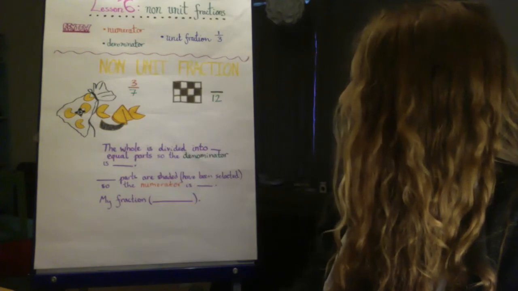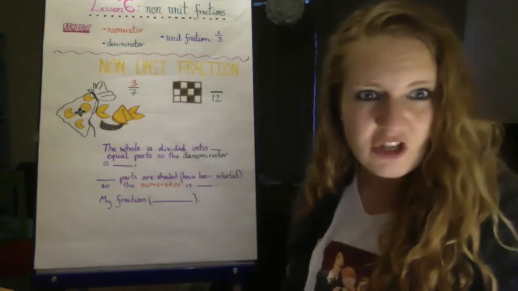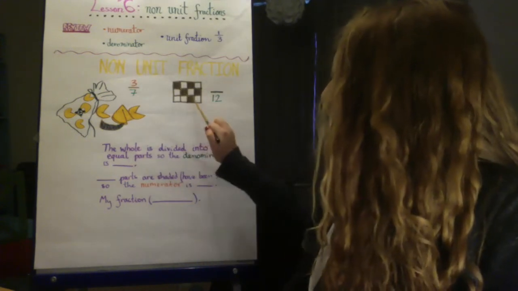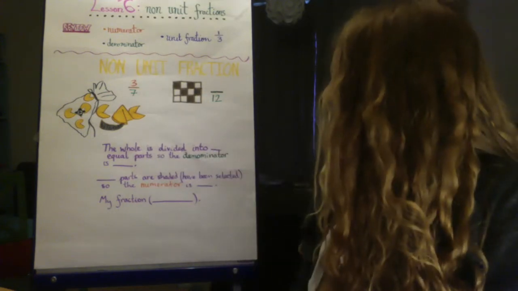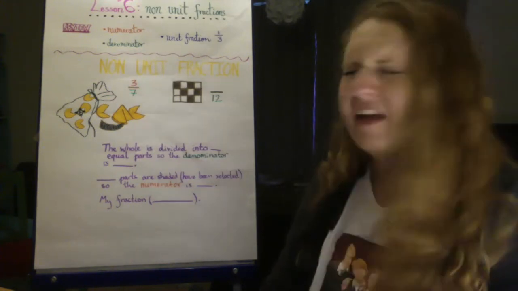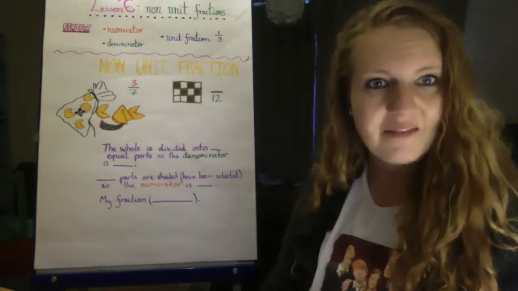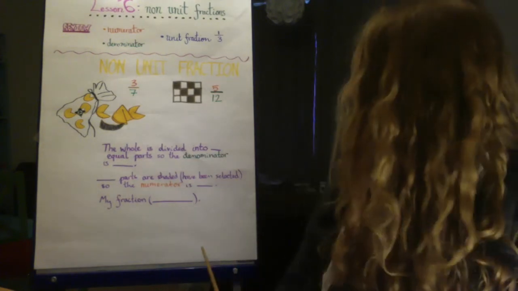Now it's asking for my non-unit fraction, so I need to figure out how many have been chosen or how many have been shaded. So 1, 2, 3, 4, 5. What's that in English? 5, isn't it? All right, so I need to put that as my numerator because that's what I'm selecting. So let's do that. Oh, that's grand.